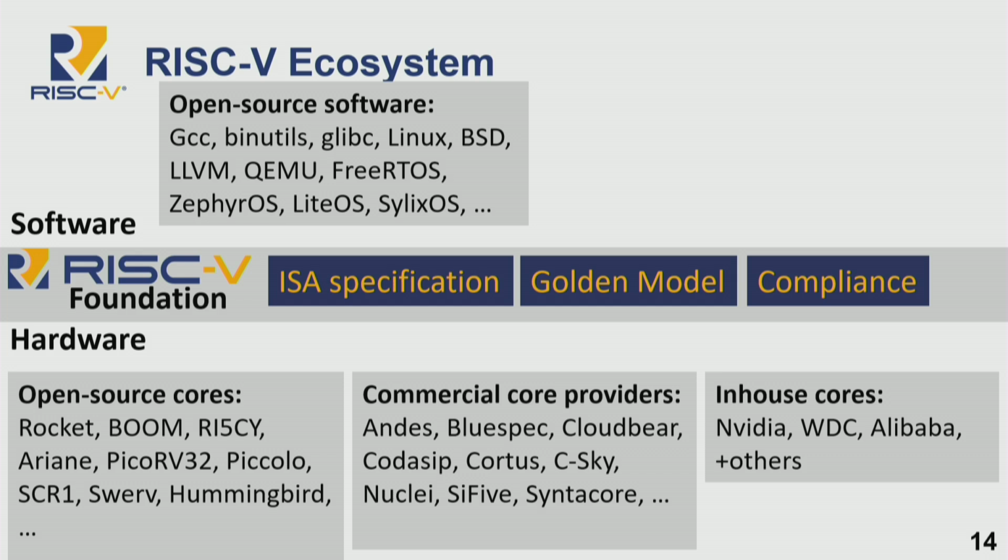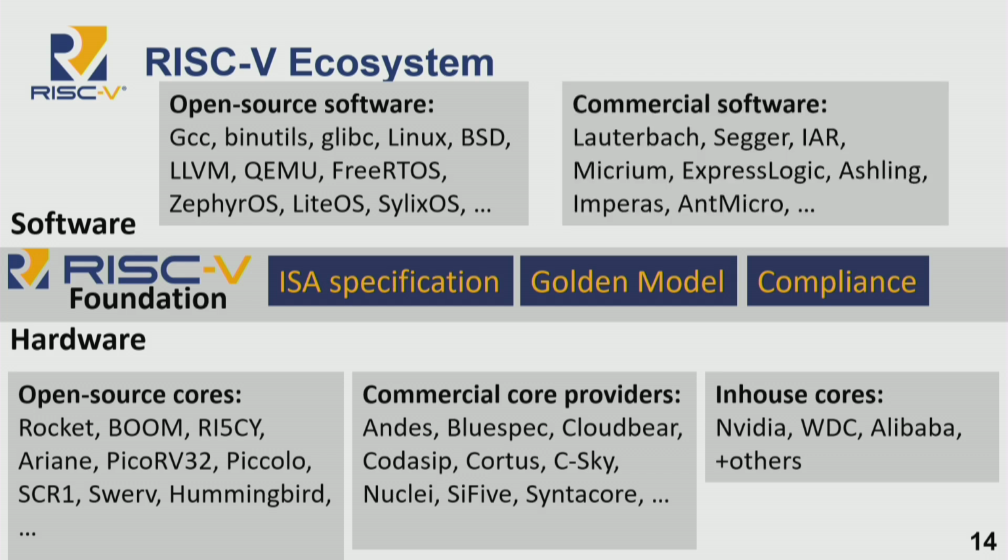But again, it's not only open source software, there's a large amount of commercial software already available for RISC-V. So tools from companies like Lauterbach, SEGGER, IAR, commercial RTOSs like Express Logic, Micrium's MicroC/OS. These are also available, commercially supported commercial software for RISC-V. So if you're thinking RISC-V is only open source, that's an incorrect statement. RISC-V enables there to be a thriving open source story around RISC-V, but there's also a lot of commercial support as well around RISC-V.